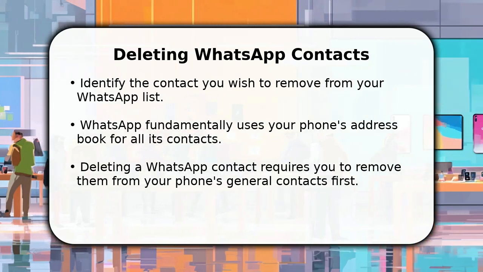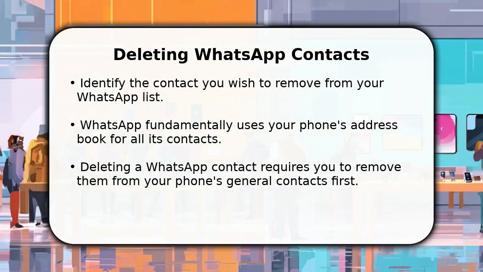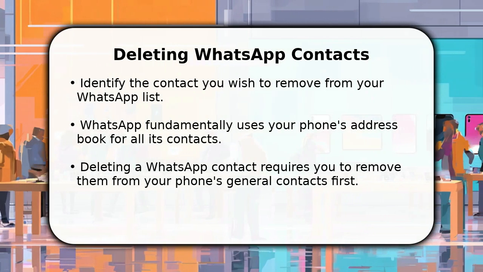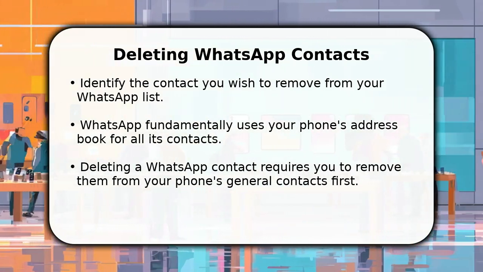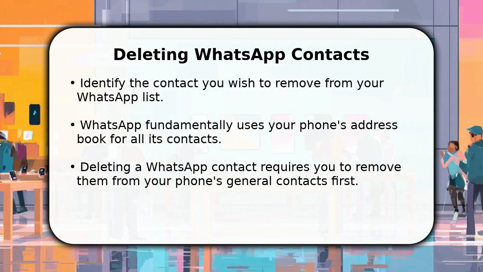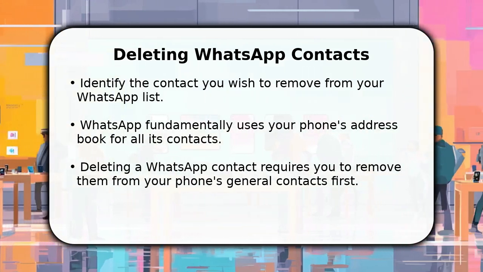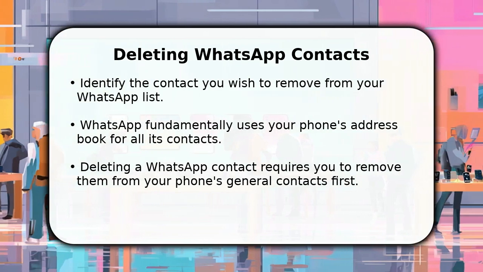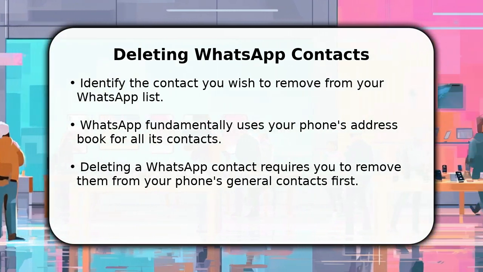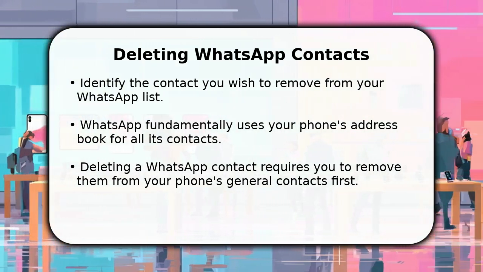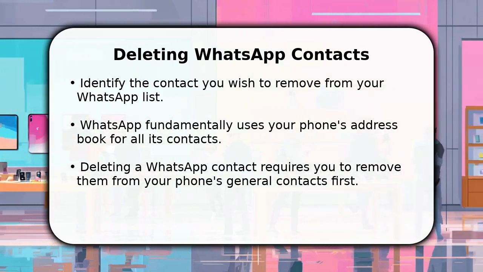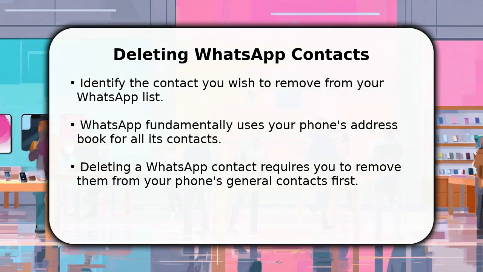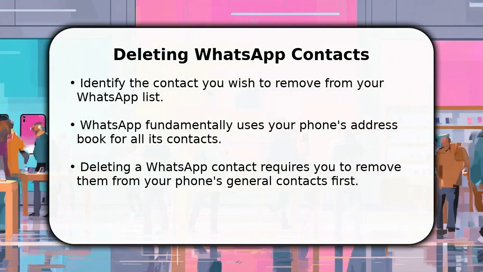In this video, I will explain how to delete a WhatsApp contact. It's important to remember that WhatsApp uses your phone's main address book for all its contacts, so your first step actually involves your phone's native contacts application. To begin, simply open your device's primary contact list, usually named Contacts or People. This ensures you're accessing the foundational information WhatsApp relies upon for all its messaging features, making the deletion process smooth and effective.